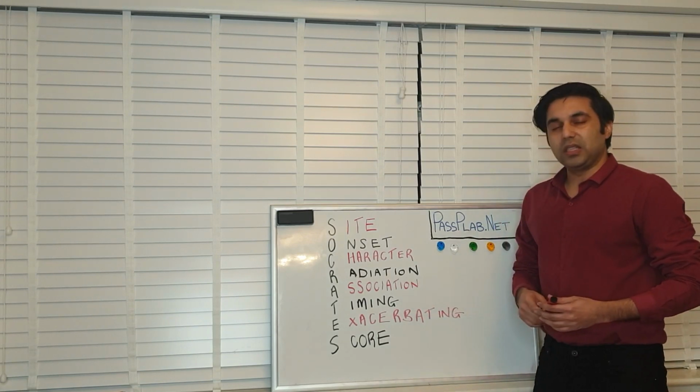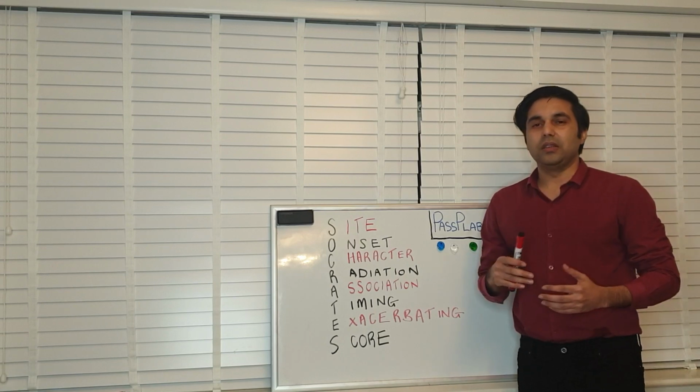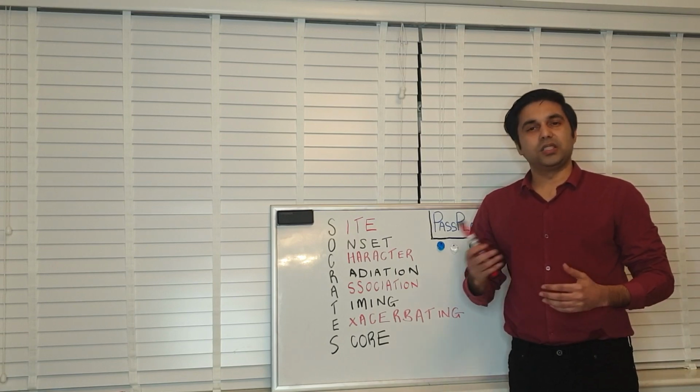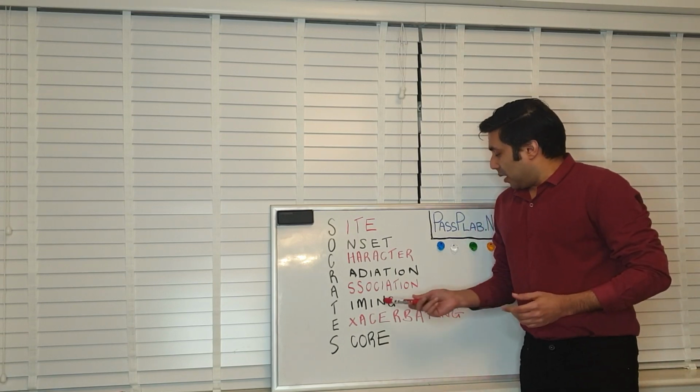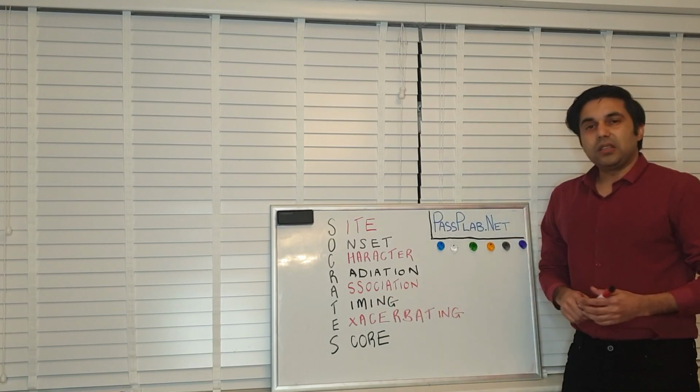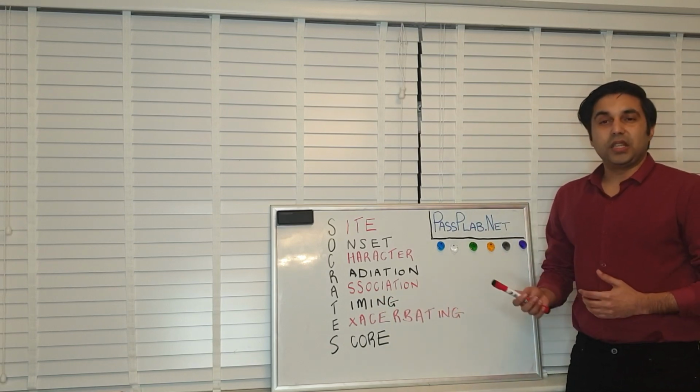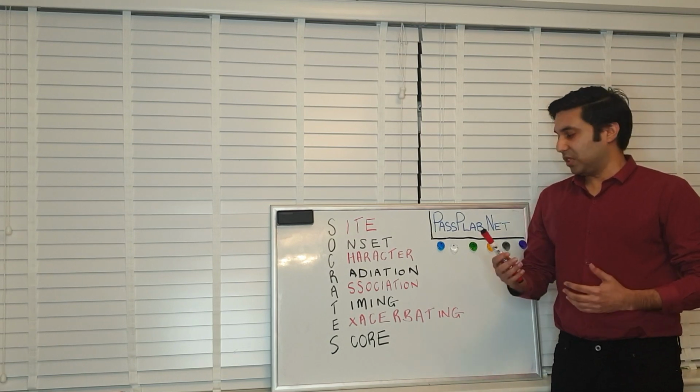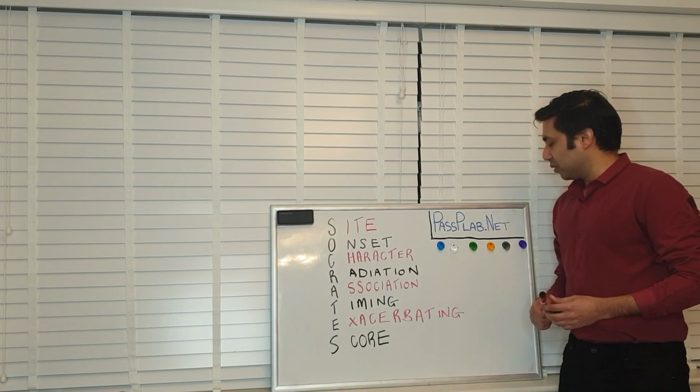T is for timing. This looks in a bit more detail at the evolution of the pain since it first presented. And E is for exacerbating and alleviating factors. Does anything make your pain better or worse? This may also help in making your diagnosis.